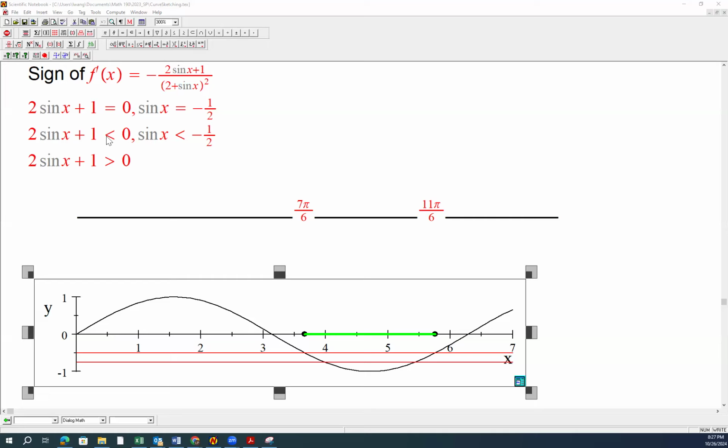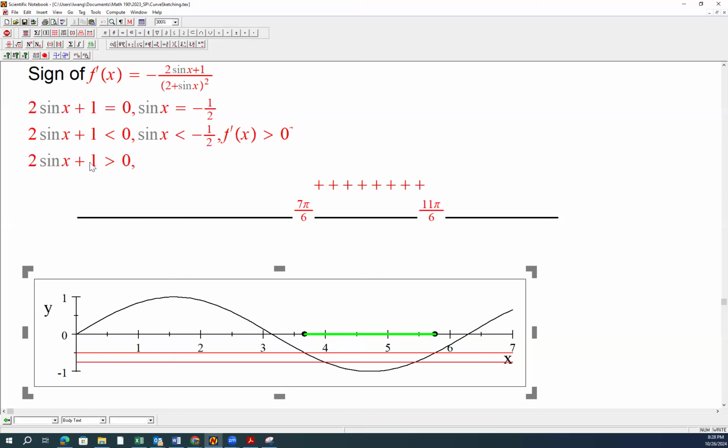If 2 times sine x is negative, if this is negative, negative times negative, then the derivative is going to be what? Positive. So on this interval, the derivative is what? Positive. Okay? How about 2 times sine x plus 1 greater than 0?